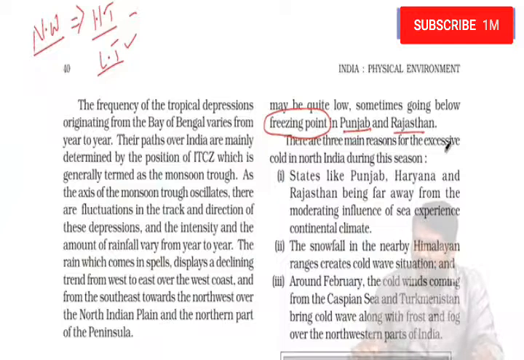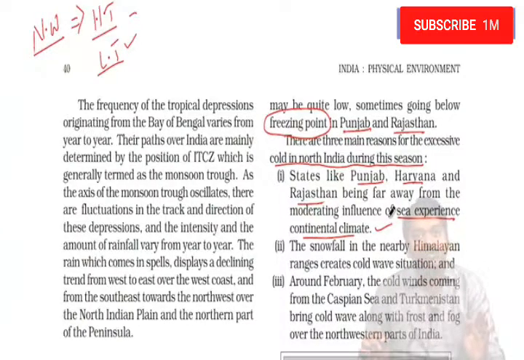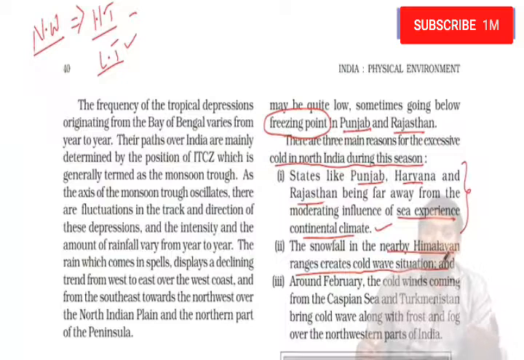There are 3 main reasons for the excessive cold in North India during this season. One is states like Punjab, Haryana, Rajasthan, being far away from the sea, will experience continental climate. I have told you, if you are closer to the sea, you will usually observe sea breeze and land breeze which moderates temperature, but whenever I am talking about this, then usually it is different. The snowfall in the nearby Himalaya ranges creates a cold wave situation.